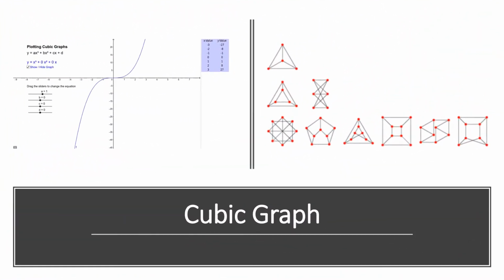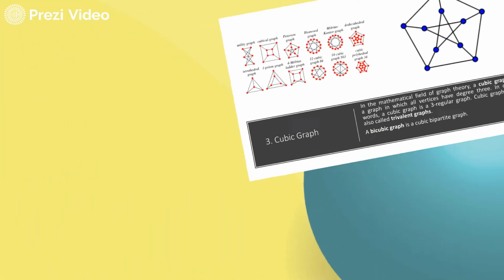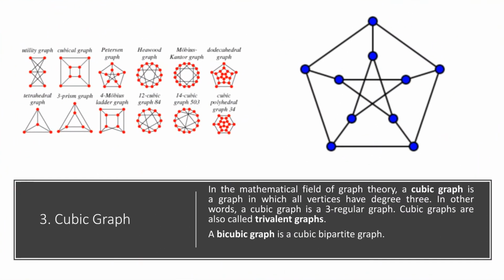Moving on to our next graph, the cubic graphs. Now, what are these cubic graphs? Cubic graphs are widely used in mathematical analysis. In the mathematical field of graph theory, cubic graphs are graphs in which all the vertices have degree 3. In other words, a cubic graph is a three-regular graph. Cubic graphs are also called trivalent graphs, and a bicubic graph is a cubic bipartite graph.